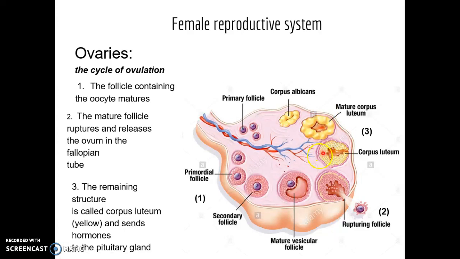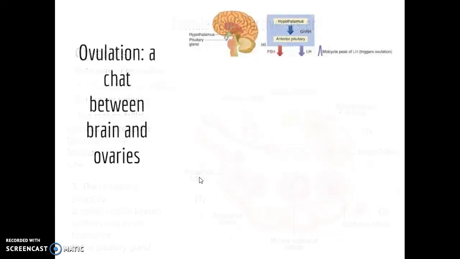Okay, this is the corpus luteum that then gets mature. This is the hormone secreting structure, and then it degenerates and disappears. One month after, the whole cycle begins again, but we'll see it now in time.